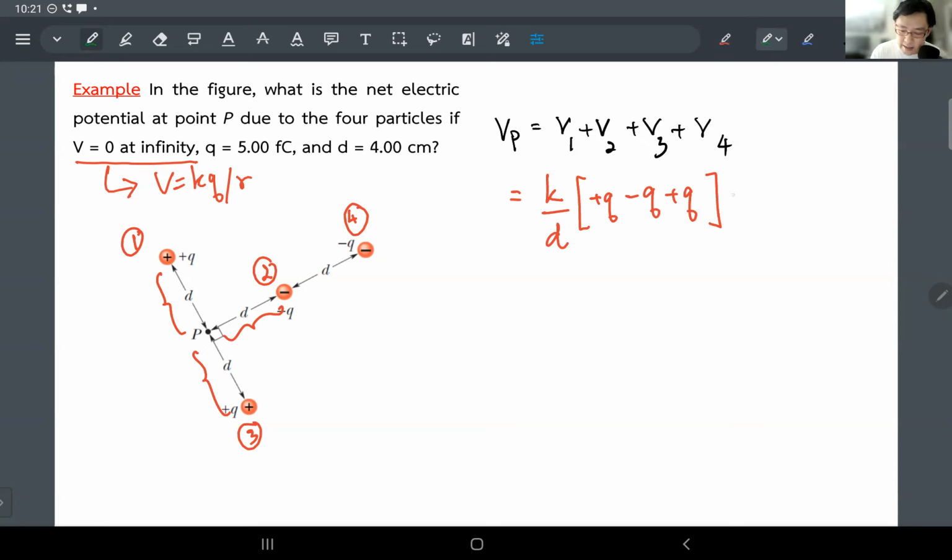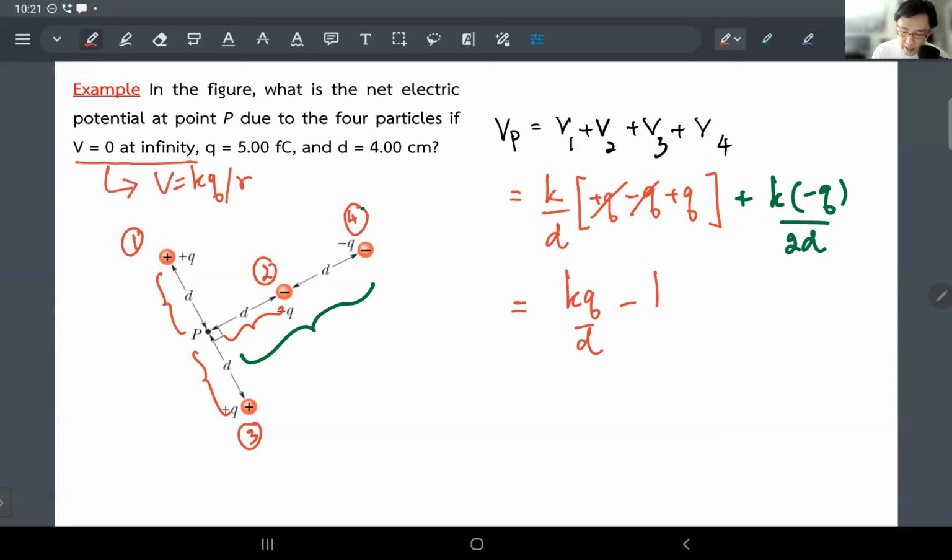And now you just add the fourth one. The distance from the charge number 4 to point P is 2D. So it's going to be K times minus Q, that's the charge number 4, divided by 2D. All right, nice. So what you have over here is you can cancel one out. So it's going to be KQ over D minus KQ over 2D. So at the end, it's still positive, KQ over 2D. And then you can substitute the numbers and everything, whenever you like, and then you are done.